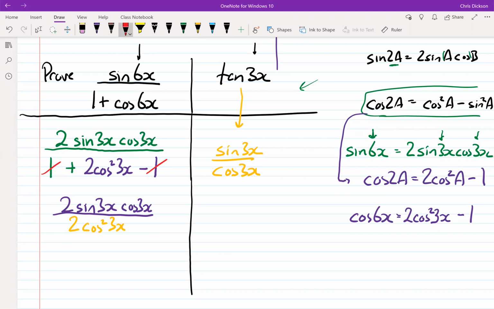So I know the 2's are going to cancel. They're going to go away. And I know I've got 2 coses on the bottom, so I'm going to get rid of one of those coses, and that would leave me with just 1 there. So I should, because I've done a lot of crossing off here, I should write down the final statement, which is sine 3x all over cos 3x.